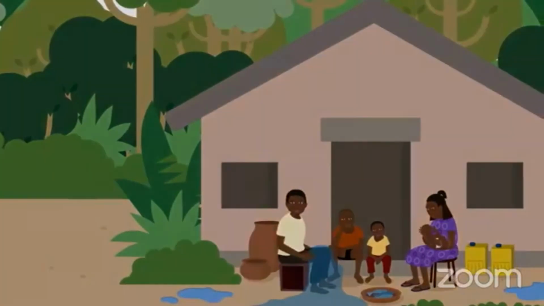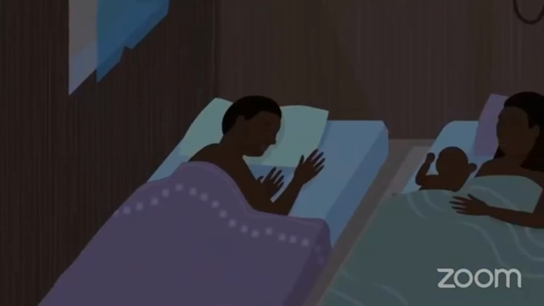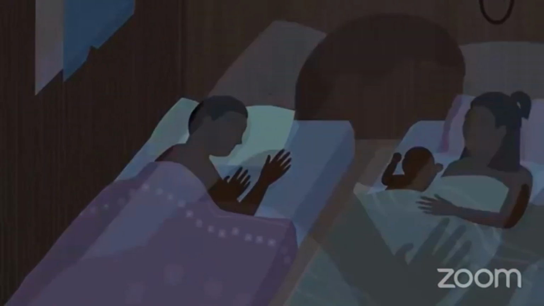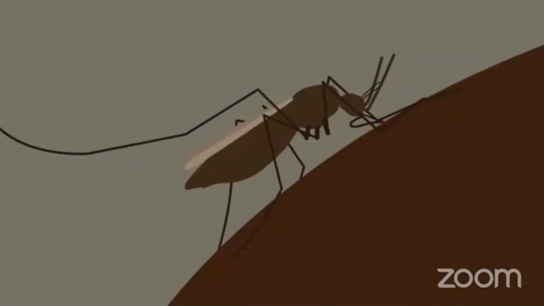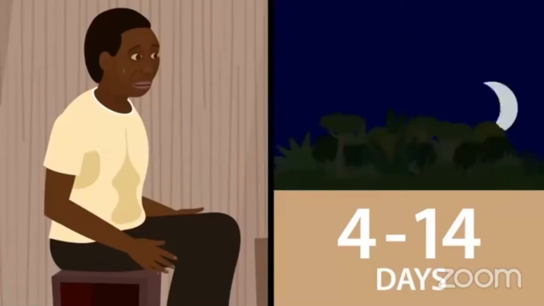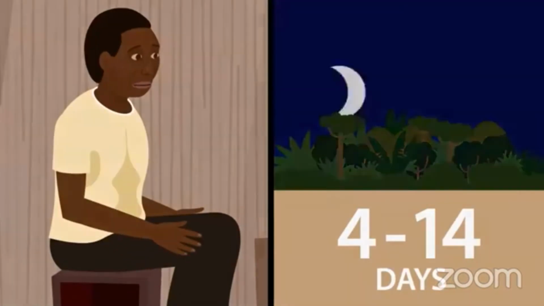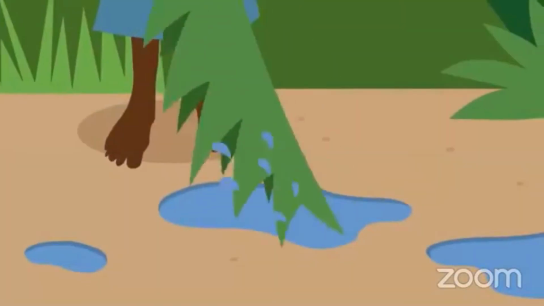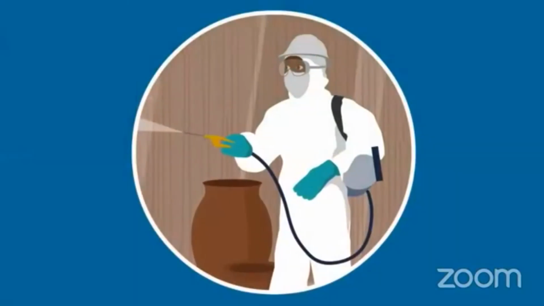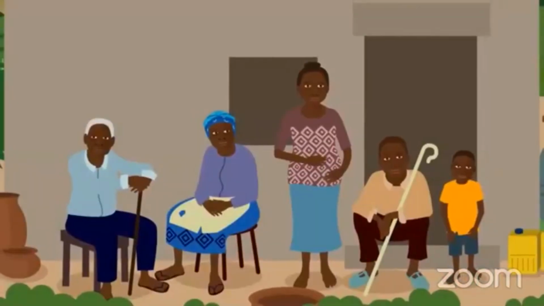Her neighbor Tendai does not protect his family from mosquitoes. They don't sleep under mosquito nets. Instead, Tendai uses the nets for fishing. As the mosquito sucks Tendai's blood, parasites enter his body. Over the next 4 to 14 days, Tendai becomes sick with malaria. Asanda and her family remain healthy because they sleep under mosquito nets. Get rid of stagnant water and allow their house to be sprayed. They are protected against malaria.